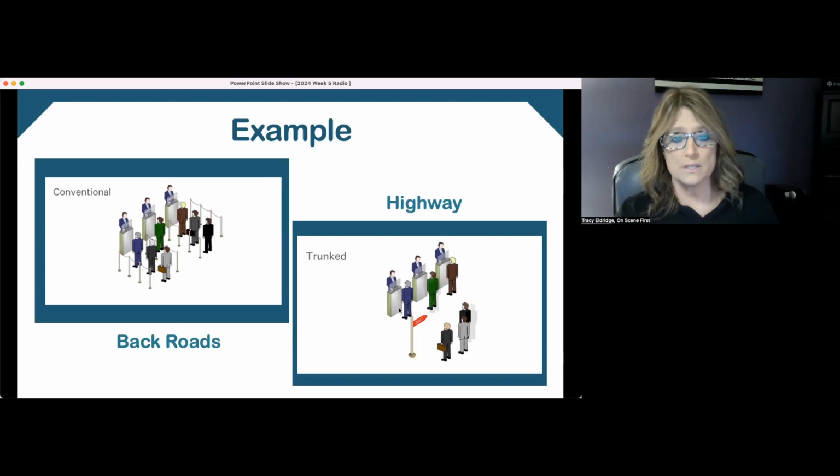The trunked system is one line. And whichever teller opens up first, that next person gets to go. They're not going to have to wait. They're just going to be moved into the queue, and then they can do their business. So I want to break it down one more way, because I like to have examples. I want you to think of conventional trunking as a back road and trunked as the highway.